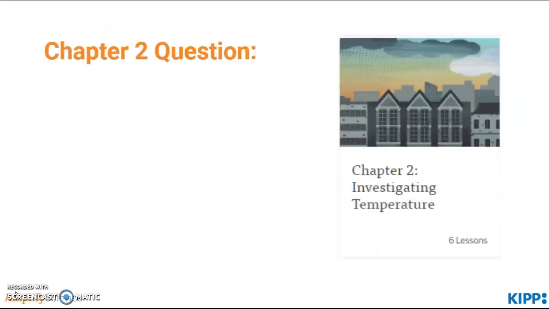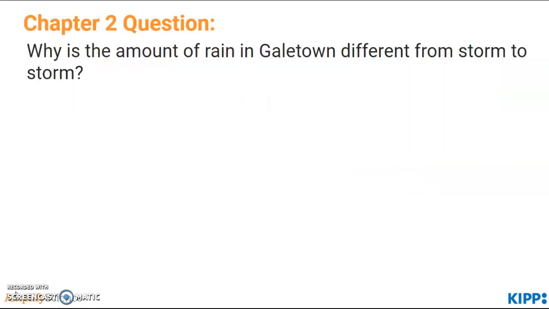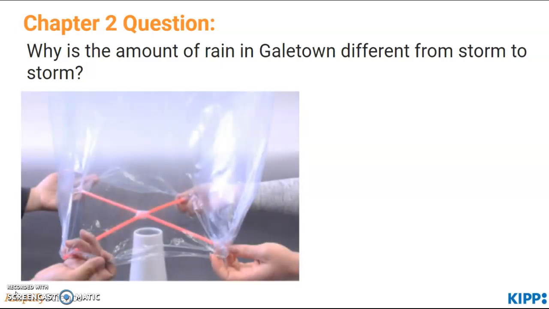All right, so let's move on to chapter 2. In chapter 2, students explore why the amount of rain in Galetown is different from storm to storm. They begin discovering the temperature gradient in the troposphere and see an in-class demonstration that shows how an air parcel rises when it is warmer than the air that surrounds it.